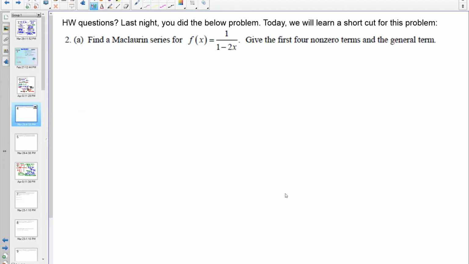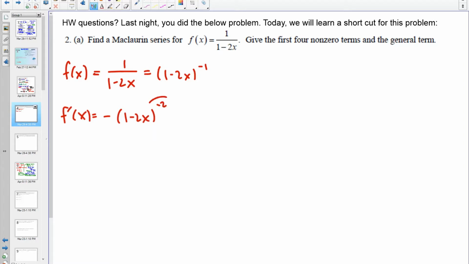All right, we did this question last night, and I want to talk about how we can do a shortcut for this. So last night, if you did this question, you had to figure out the Maclaurin series for this. So this is really 1 over 1 minus 2x. You have to set up a table. This is 1 minus 2x raised to negative 1. The derivative of that is negative 1 minus 2x. Take the power down by 1, and don't forget to multiply by the derivative of the inside. And then this one here is really equal to 2 times 1 minus 2x to the negative 2, which is really 2 over 1 minus 2x quantity squared.